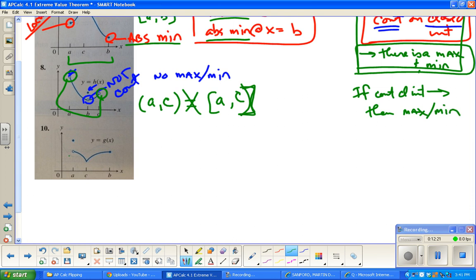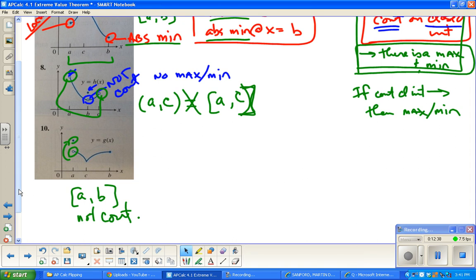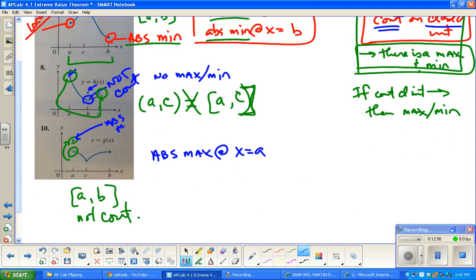Okay. Well, looking at number 10, this is not continuous on a closed interval. It is a closed interval. It goes from A to B inclusive. It includes a point at A, it's just not continuous. Okay, and now, just for the record, there is an absolute max on this, and it is located at x equals A. That is an absolute max. It is the highest y value on the entire interval. There is an absolute min.